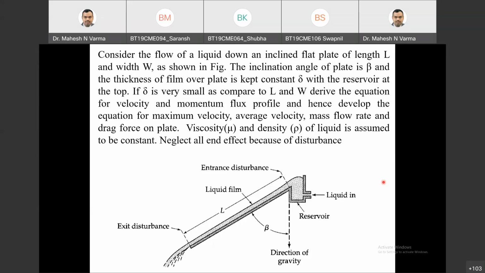If you understand this problem, you can solve any problem in shell balance: shell balance for heat transfer, shell balance for mass transfer, and shell balance for momentum transfer. All fundamentals, point by point, we'll be discussing in this problem. This problem is very simple and easy to understand, hence we can understand all the fundamentals behind this shell balance approach.